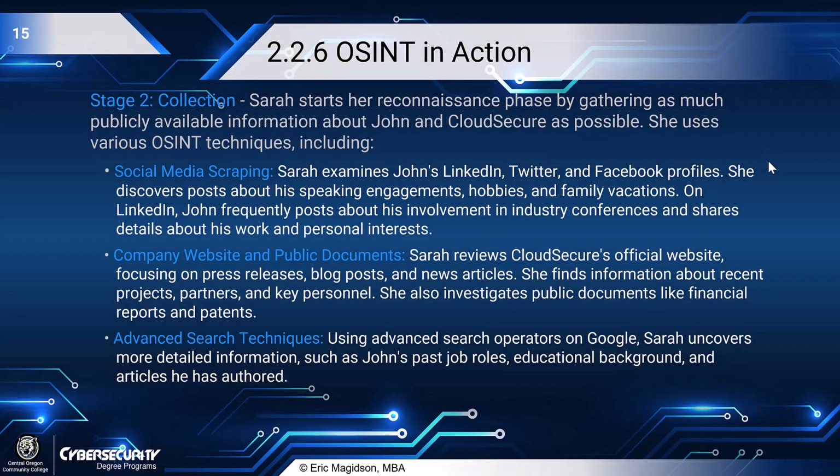Collection. So Sarah starts her reconnaissance phase by gathering as much publicly available information about John and Cloud Secure as possible. She uses various OSINT techniques, including, so notice she's not just doing John, she's doing Cloud Secure. She's going to find those connections, right, that might be risk points or potential access points or data that can be used, basically, to discover an attack vector or attack vectors.